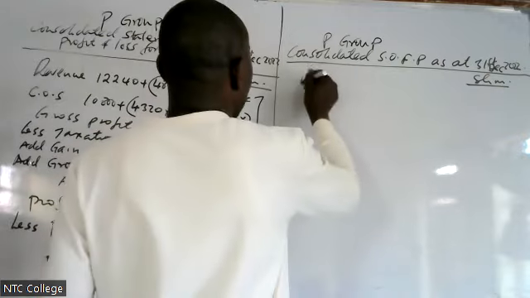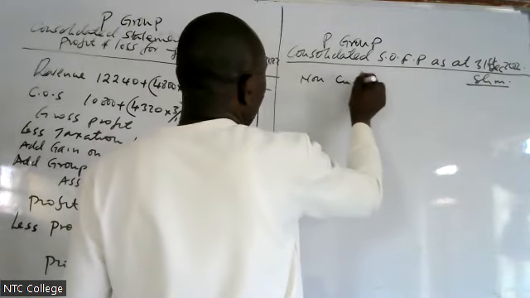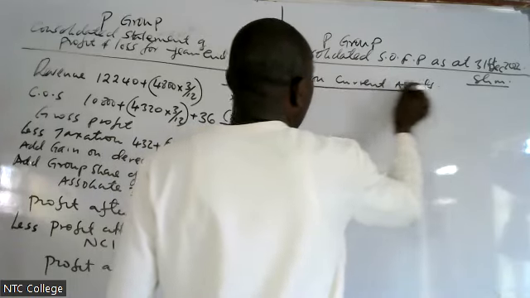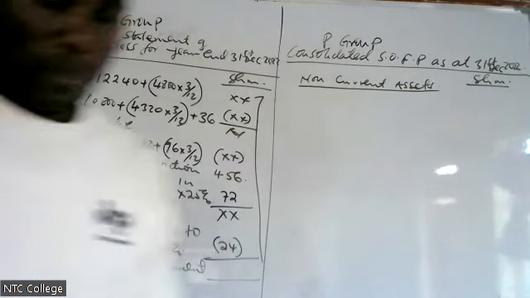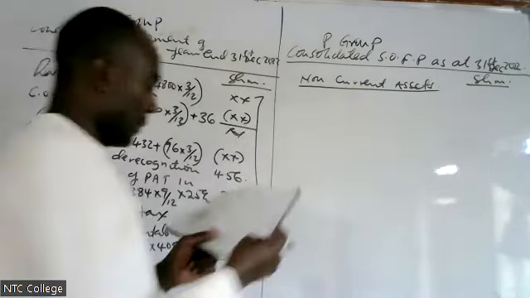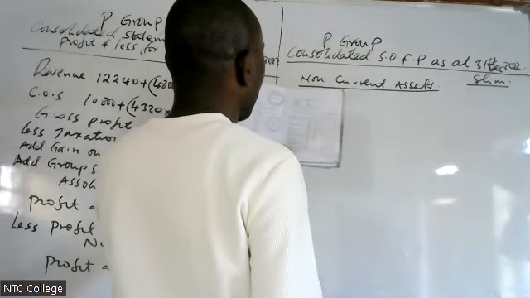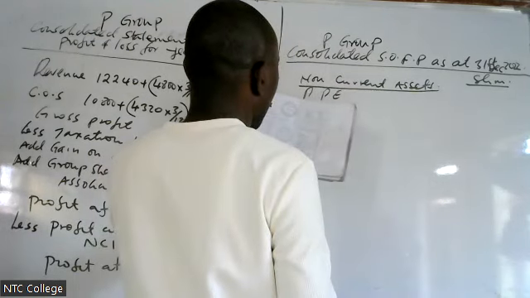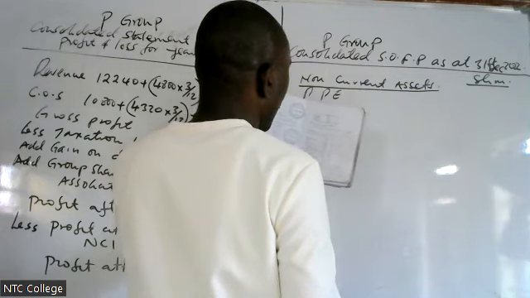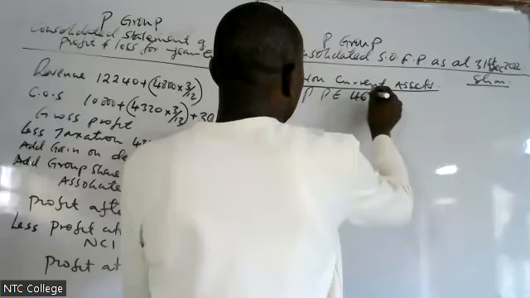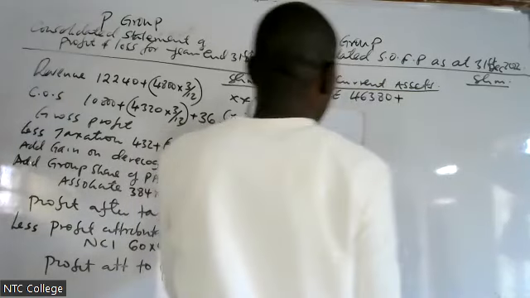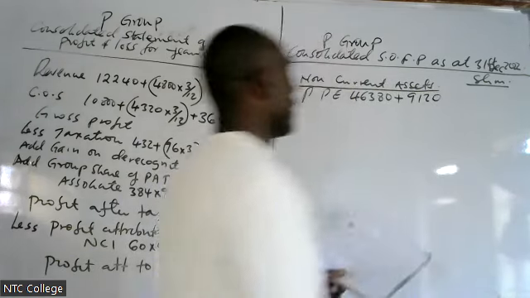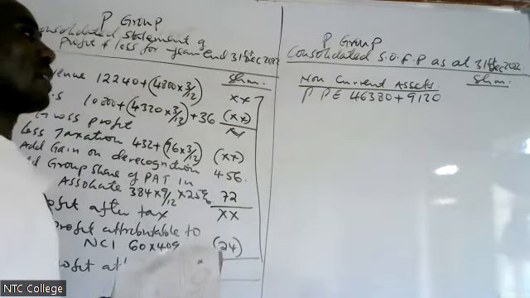We start with non-current assets. Under non-current assets, we have PPE, property, plant, and equipment, where we have 46,380 plus the one for the subsidiary, 9120. That one you take in full, you don't apportion.